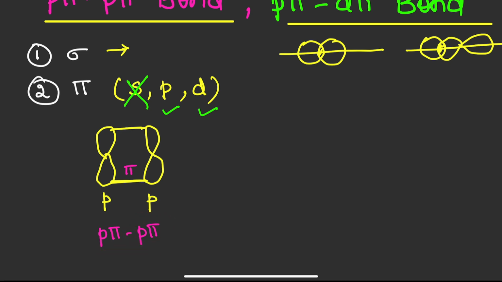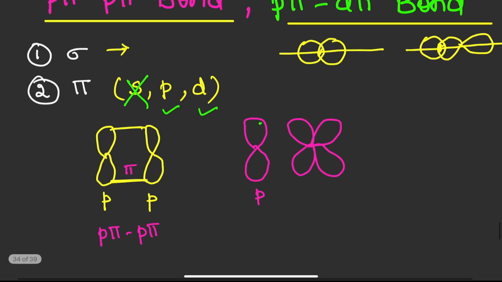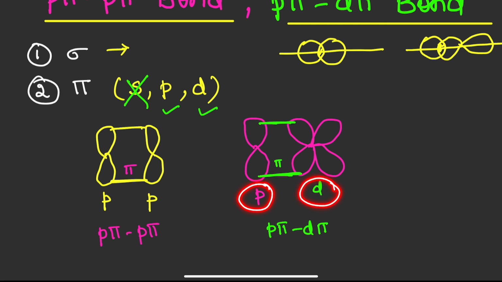Coming to the second type, take one p orbital. This is one p orbital and then take a d orbital. So this is the d orbital. Now overlapping of these lobes will take place. This will result in the formation of a pi bond. So now this is called as p-pi d-pi bond. Can you see here, p orbital and d orbital are involved. Therefore it is called as p-pi d-pi bond.